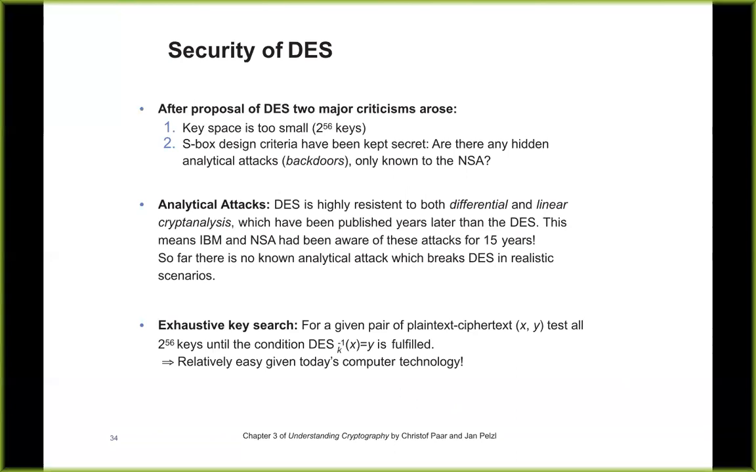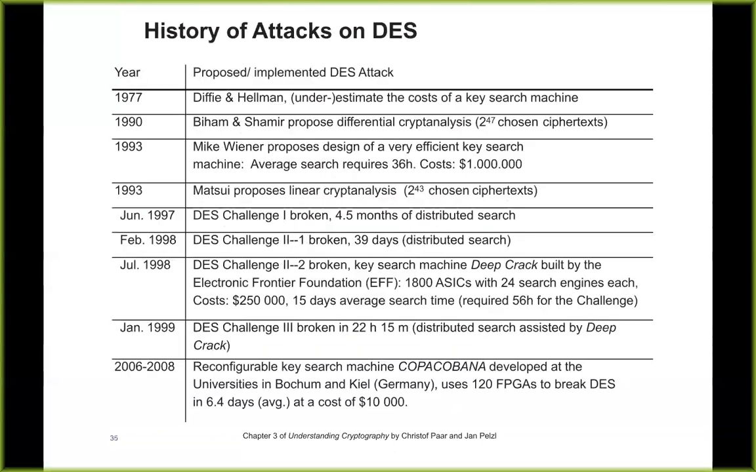The only thing wrong with DES is there aren't enough keys. 2 to the 56 is not enough. You could just try them all. And there never has been a better system than just doing 2 to the 56 calculations, which turns out not to be that difficult. So here's the attacks.